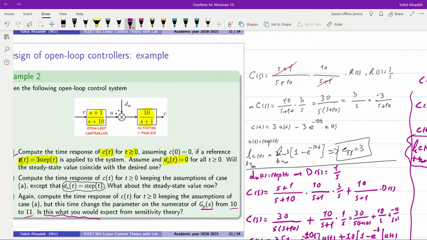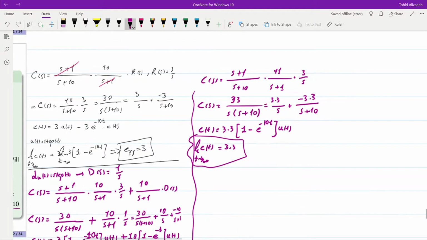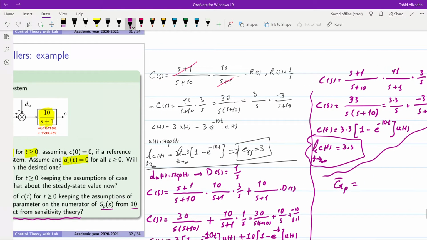Is this what you would expect from the sensitivity theory? Well, let's see whether it is the case or not. We know that for GP bar, we already had 10. So we have the GP of S here, which is equal to 10 over (S plus 1). GP at 0 will be equal to 10.